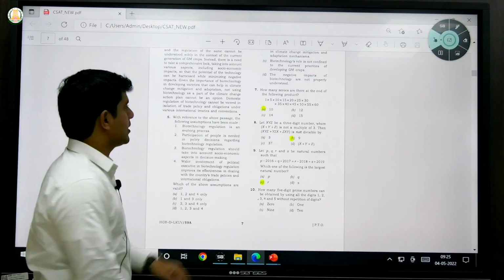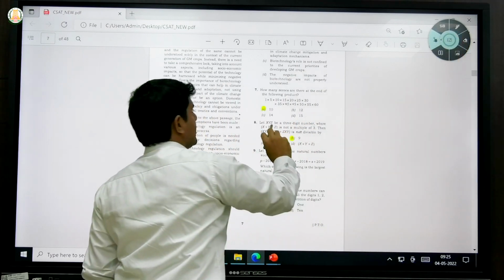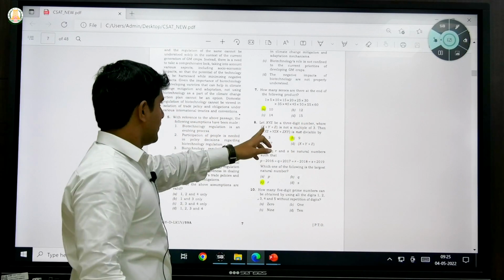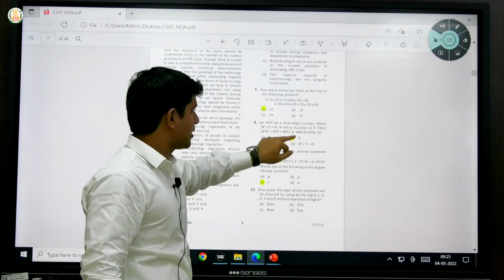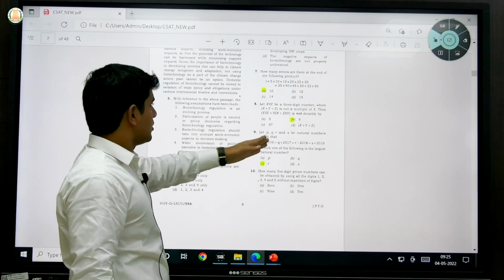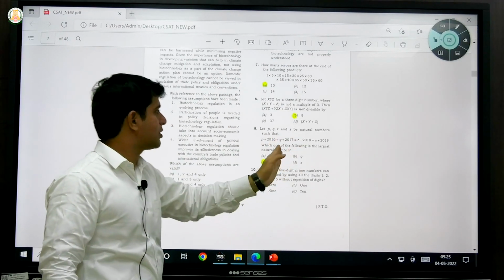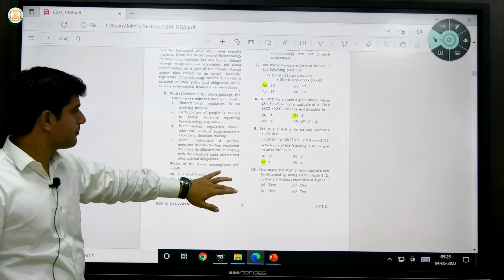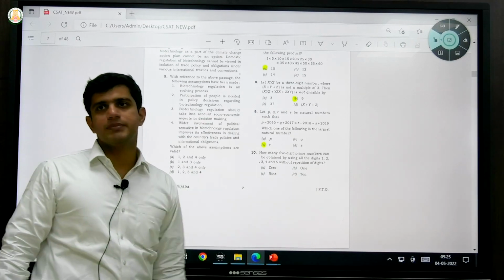Then you see here again, XYZ is a 3-digit number where x plus y plus z is not a multiple of 3. Then which of the following is not divisible by 9? Again, you see some divisibility rules in number theory. Again, you say p minus 2016 is equal to... Which is the largest? This is a simple question. 5-digit prime numbers: again, prime numbers become important.